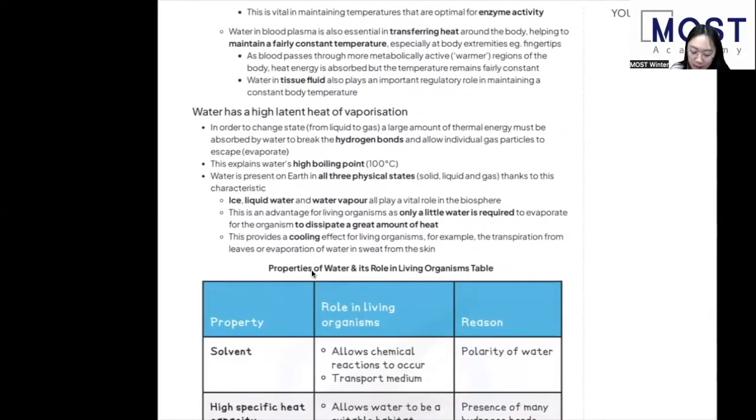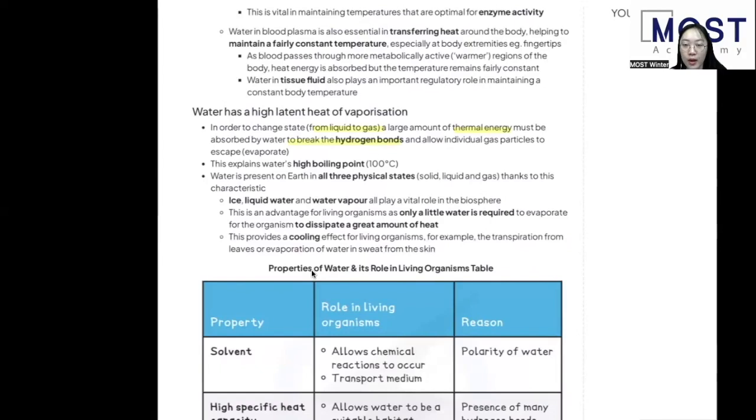Water has high latent heat of vaporization. So what it means is it will take a lot of energy for it to change state, from liquid to gas. A large amount of thermal energy must be absorbed by water to break the hydrogen bondings and allow individual gas particles to evaporate. So this explains water's high boiling point of around 100 Celsius.